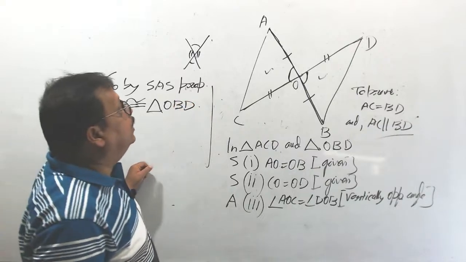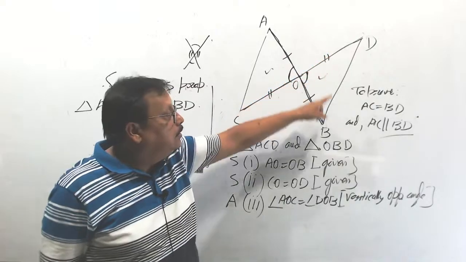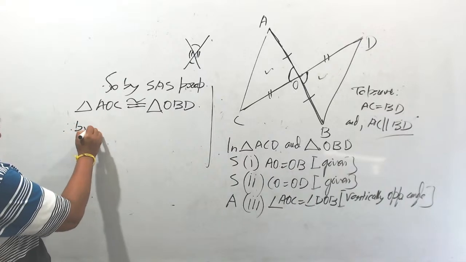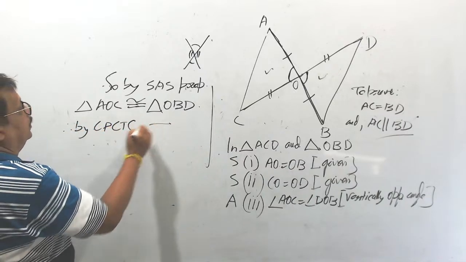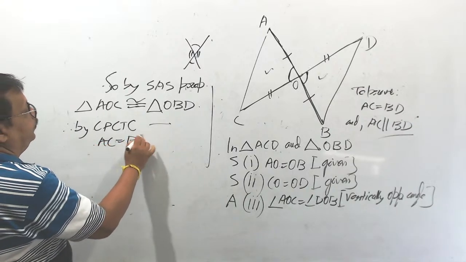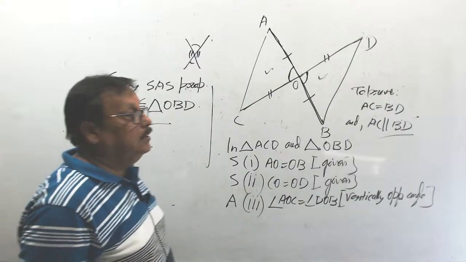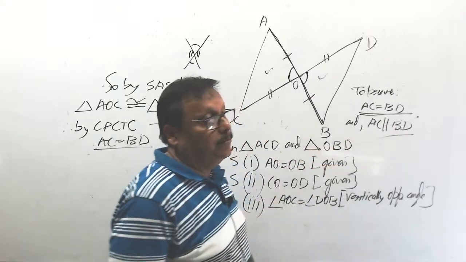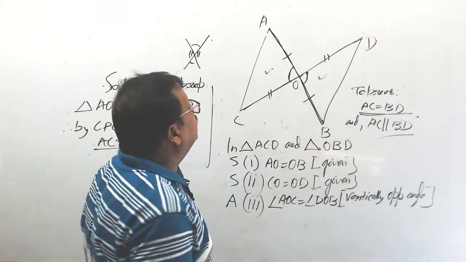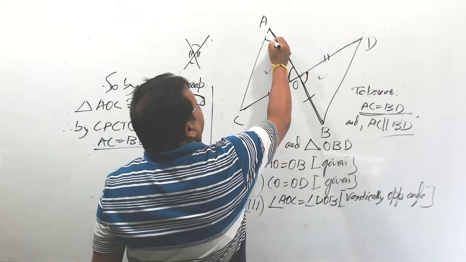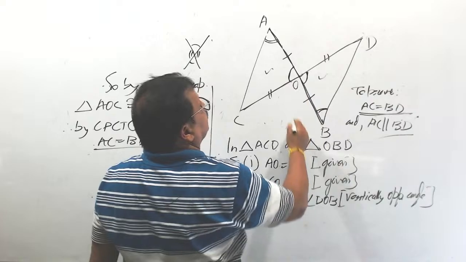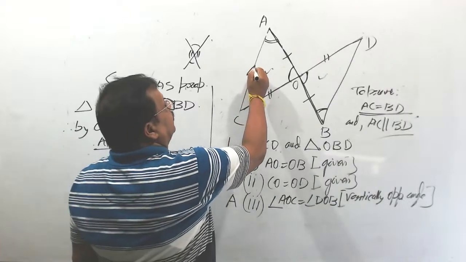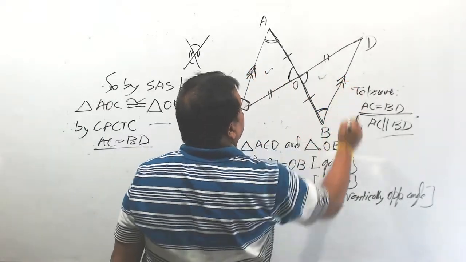Now what you tell? AC is equal to this BD. AC is equal to BD. Therefore, by CPCTC, AC is equal to BD. One proved. Okay. Now, AC parallel to BD. How will you prove AC parallel to BD? See, of course, these angles are equal, is not it? And AB is the transversal, is not it? AB is the transversal.